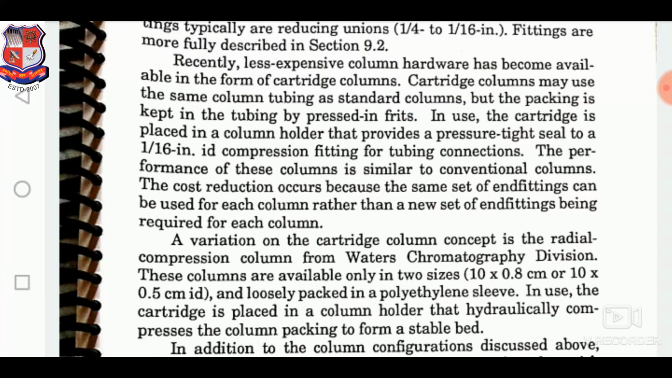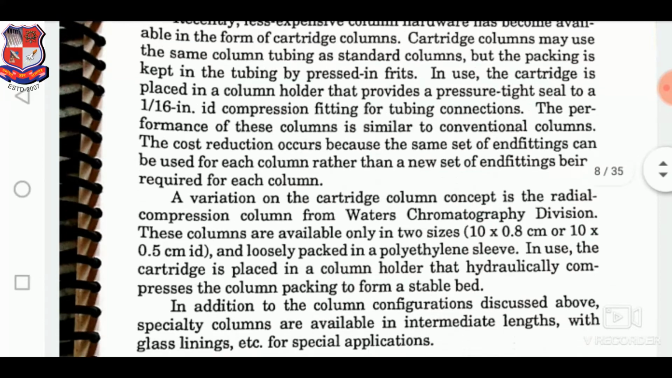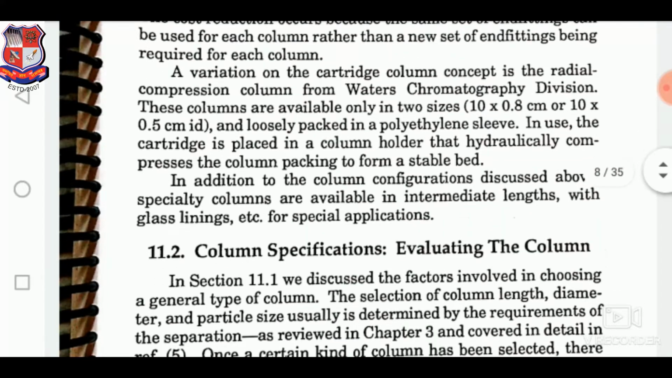The cost reduction occurs because the same set of end fittings can be used for each column, rather than a new set of end fittings being required for each column. So in the Waters chromatography division, these columns are available only in two sizes and loosely packed in the polyethylene seal.